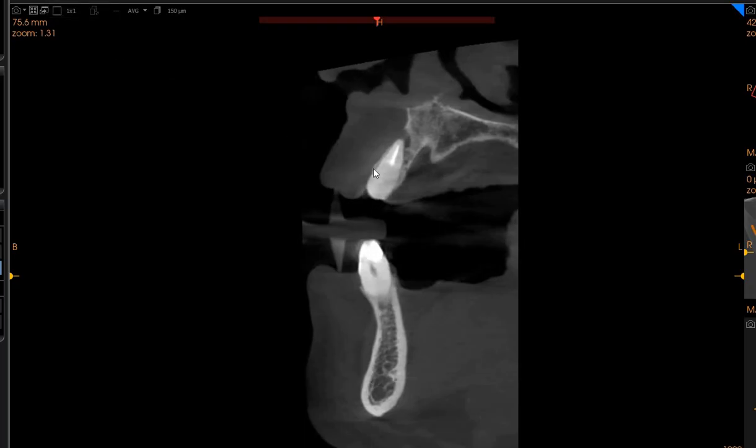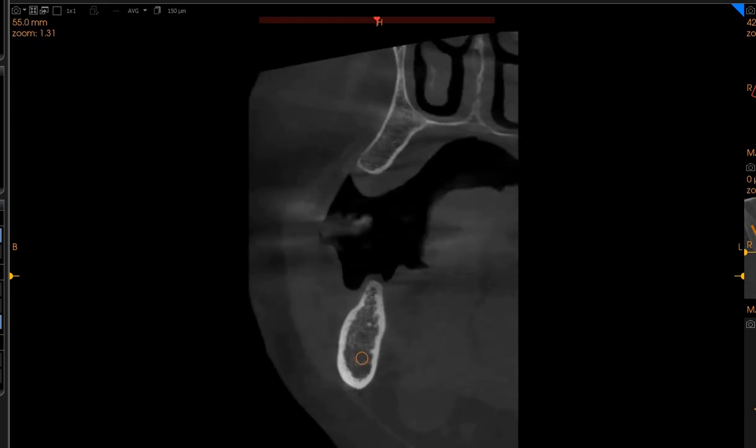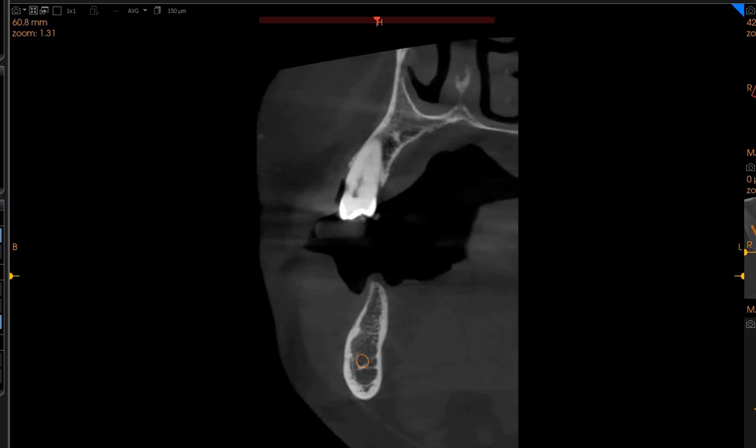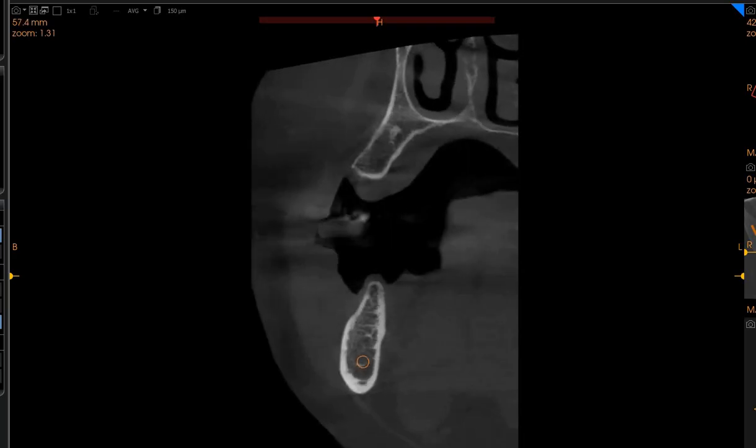If this tooth is to be extracted, we've got a ridge width of approximately 6.5 millimeters and a height of approximately 13 millimeters. We've got a buccal wall defect there, perforation. These are the two abutment teeth. We've got a class 5 cavity on the upper right 5.